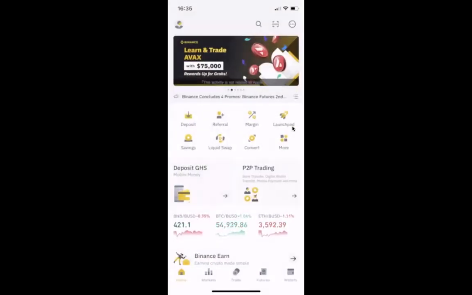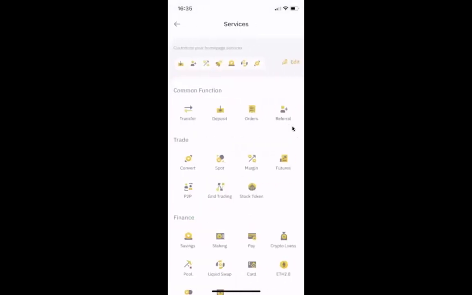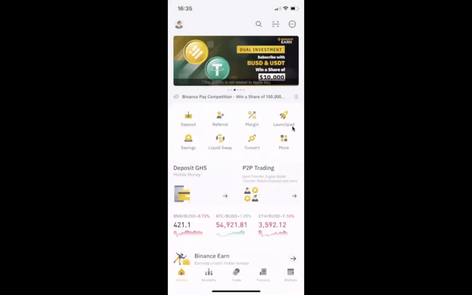All right, so now what we are going to do is transfer our USDT.